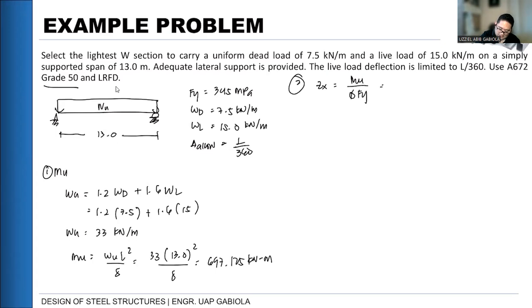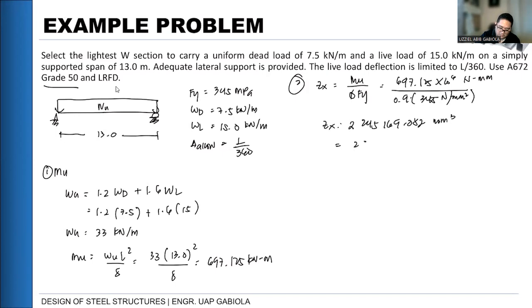So, para dun sa required na ZX natin, equals to MU over phi FY. That is 697.125 times 10 to the 6 Newton mm all over 0.9 times 345 Newton per mm squared. Okay? ZX natin required will be 2,245,169.082 mm cube. So, pwede na lang natin itong gawing 2,245 times 10 cube mm cube. Okay? So, ito yung ZX natin.